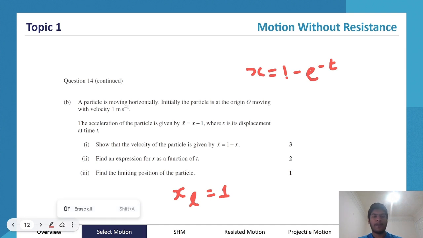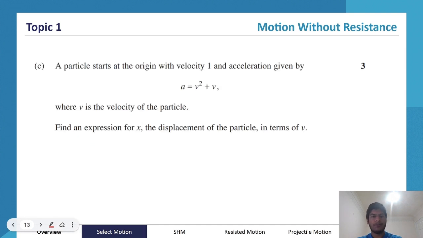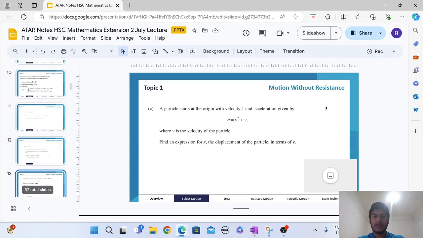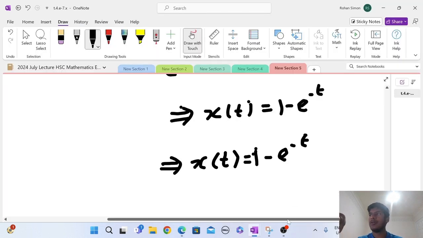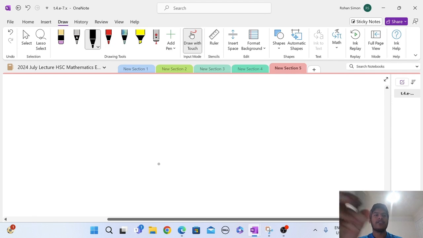Okay. Now let's move on. We've got a particle that starts at the origin with velocity 1 and acceleration given by a equals v squared plus v, and we're asked to find an expression for x, the displacement of the particle, in terms of v. Okay, so we start with acceleration.